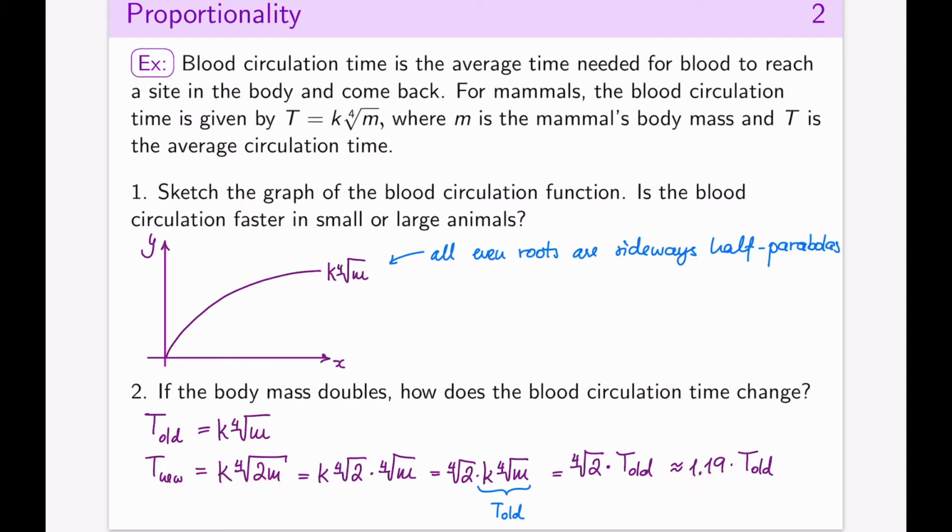Now, think about this. If I didn't have the 0.19 here, then I would have 1 times t old, which means it's the same as just t old. So this 0.19 introduces the increase. So t new is actually 19% higher than t old. And that is our ultimate conclusion here: as body mass doubles, the blood circulation time goes up by 19%.